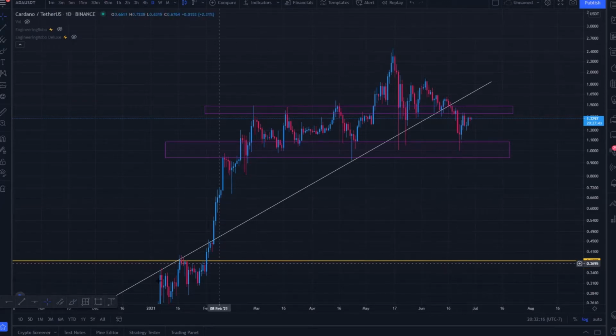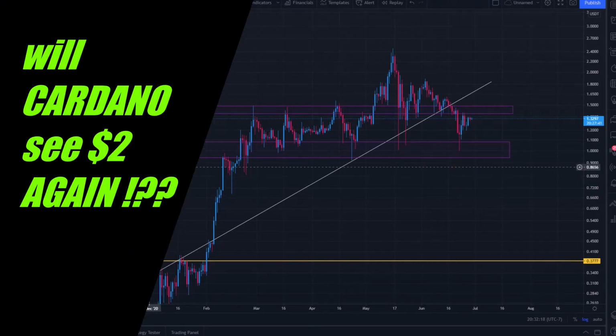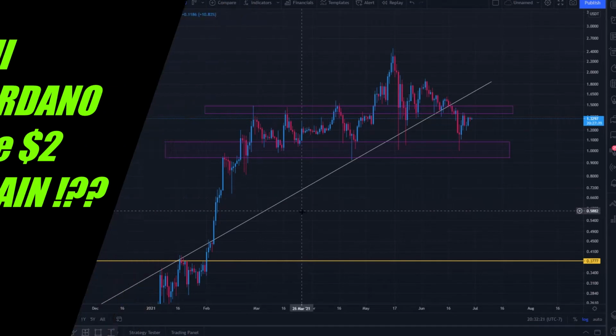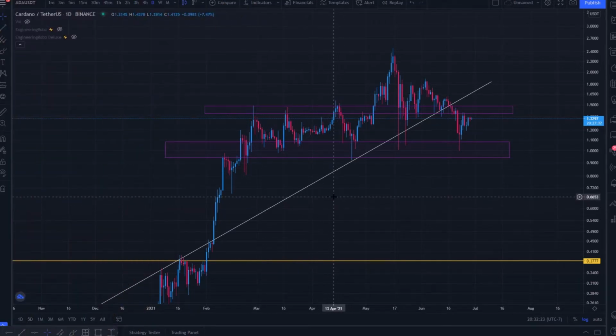Bitcoin, cryptocurrency. Today, we're going to be taking a look at Cardano, ADA, against USDT. Going to be taking a look at some of these key technical aspects of price action moving forward. Going to be assessing some of the pivotal areas of support and resistance I believe we're going to be interacting with in the very near future here.